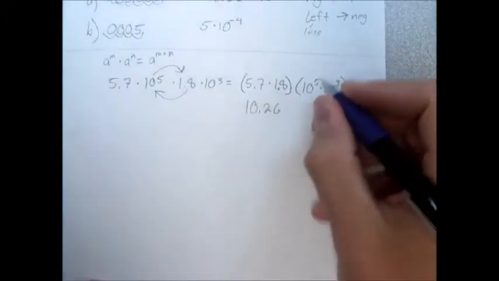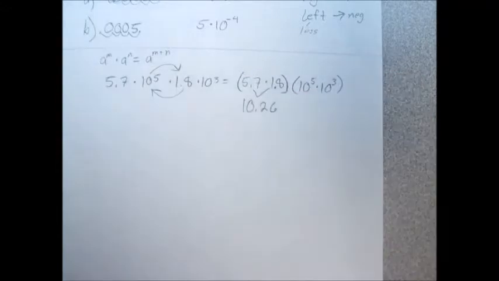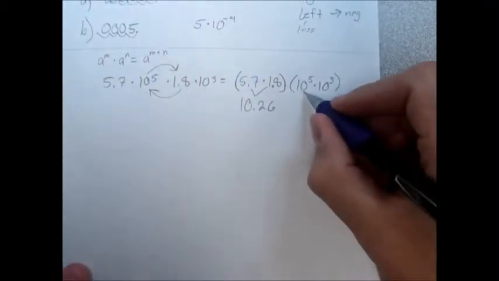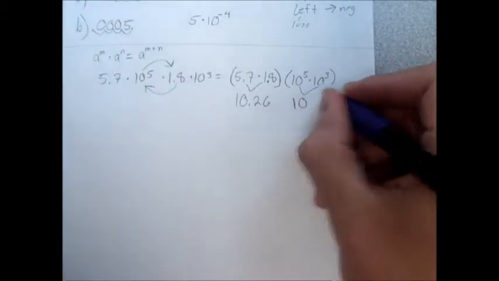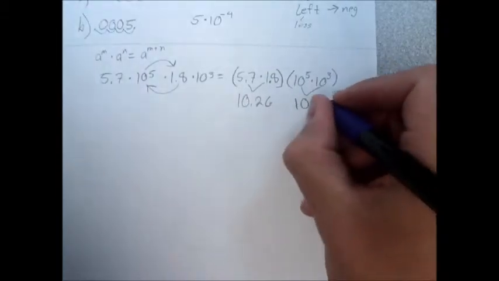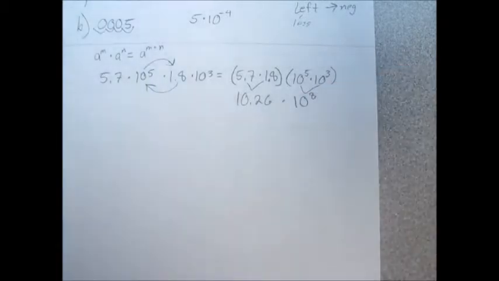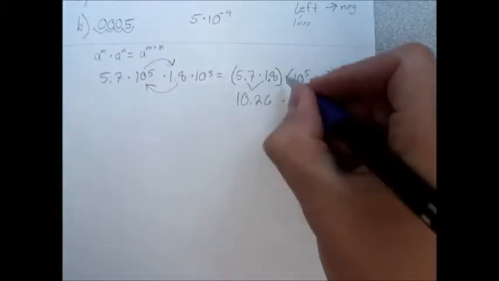10.26. So these two multiplied by each other gives me 10.26. Now I'm multiplying like bases, so what do I do with their exponents? Add them. So it's 5 and 3, which make 8. Good. And these are still multiplied together. Remember, we keep our signs.